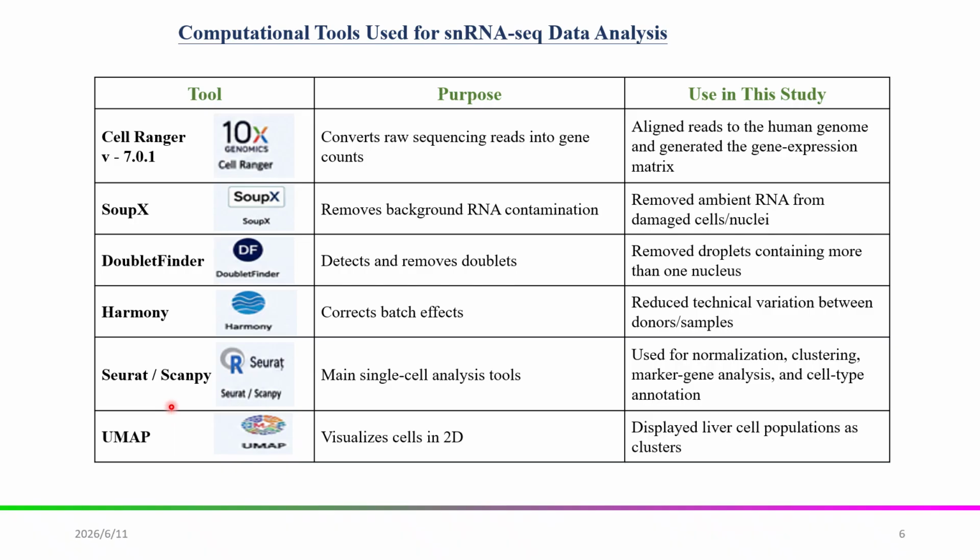Then Seurat and Scanpy were used for main single cell analysis steps, including normalization, clustering, marker gene analysis, and cell type annotation. Finally, UMAP was used to visualize the nuclei in 2 dimensions, so liver cell populations could be seen as clusters. So the main purpose of these tools was to convert raw NGS data into clean, reliable, and biologically meaningful liver cell populations.